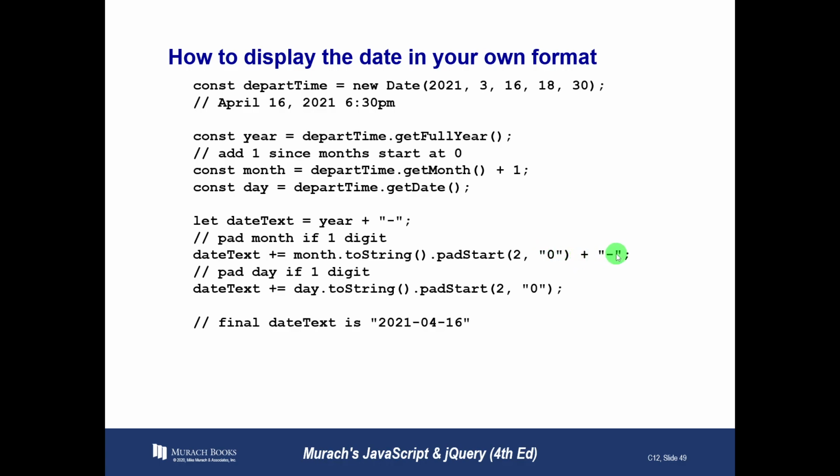Then I'm going to concatenate on a dash, another dash. So I got a year, dash, the date as a 2-digit date, dash, the day, toString. And again, we're changing that. If it's a single digit day, we're going to add a 0 on the front of it. And we end up, the final date text is 2021-04-16. So that's how we can take the individual items, use string manipulation and some of those methods we learned about from the string object, and concatenate them back together with a completely different date format than the one that's built in.